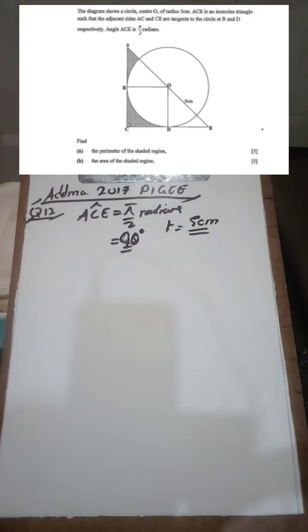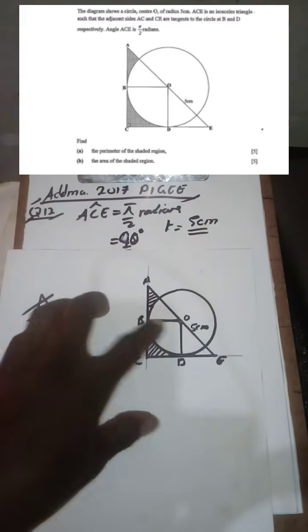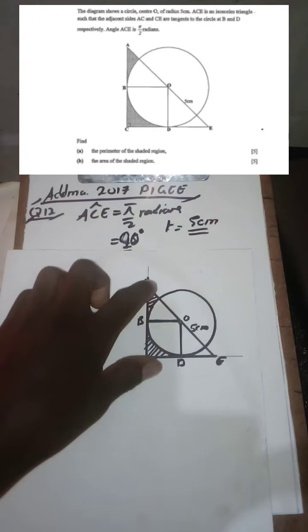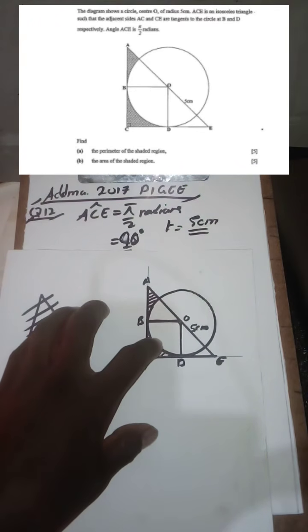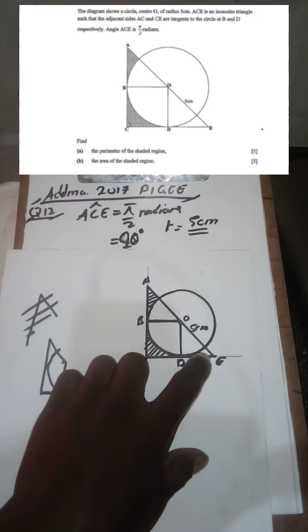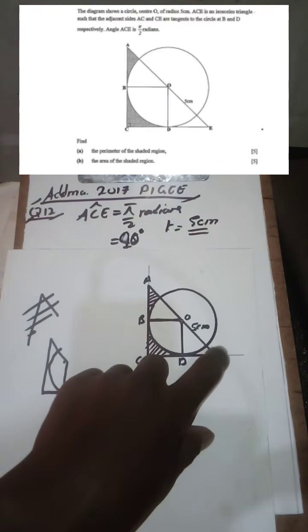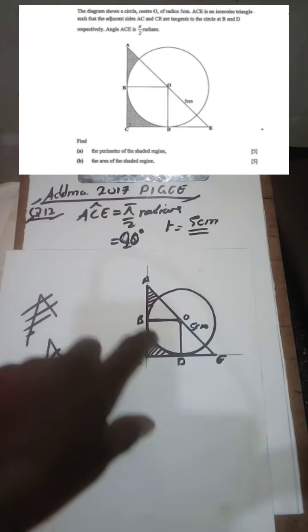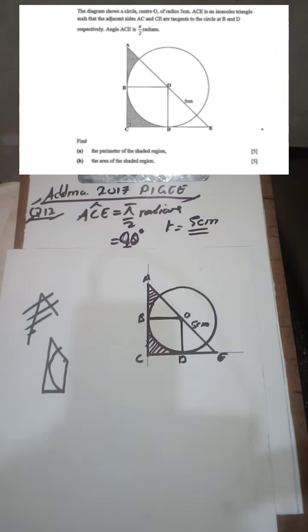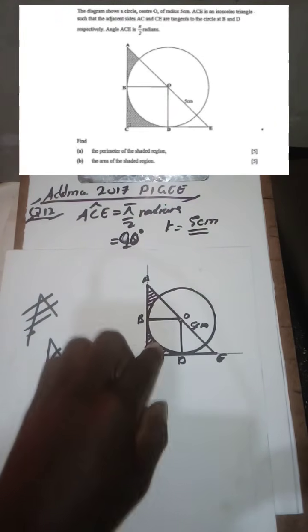So the first question says find the perimeter of the shaded area. We have this diagram here, and this is the shaded area, and we have been asked to find its perimeter. If this area was also shaded, it would have been easy to find the perimeter of the whole triangle, then find the perimeter of the semicircle, then just subtract. But in this case, this part is not shaded, so we're only taking into consideration this part and that part.